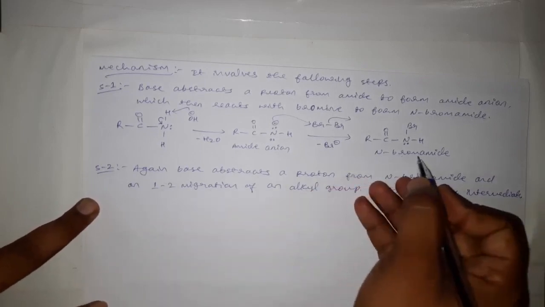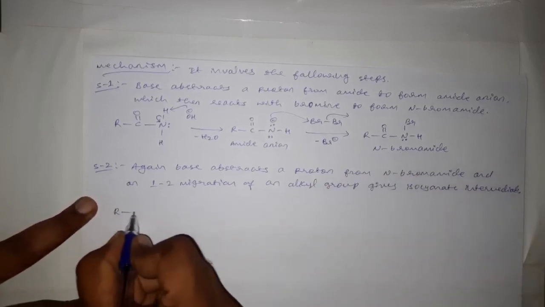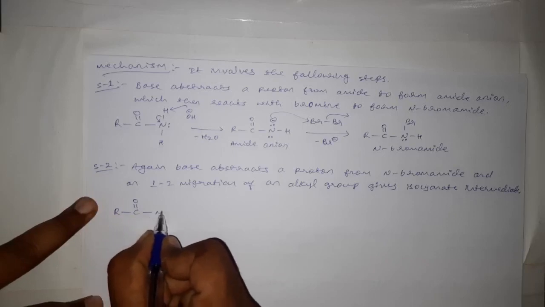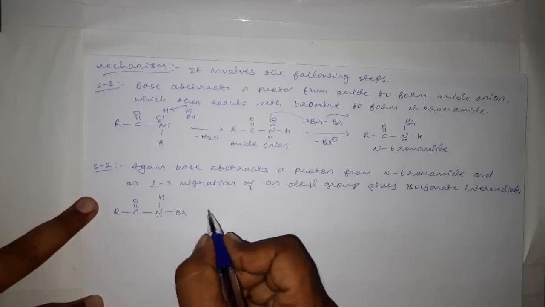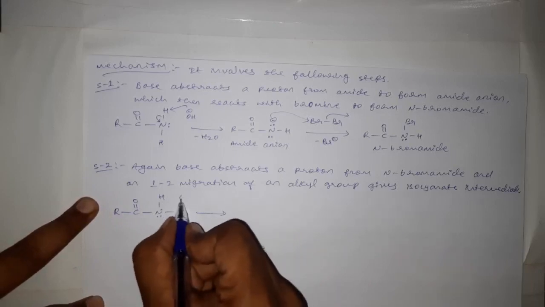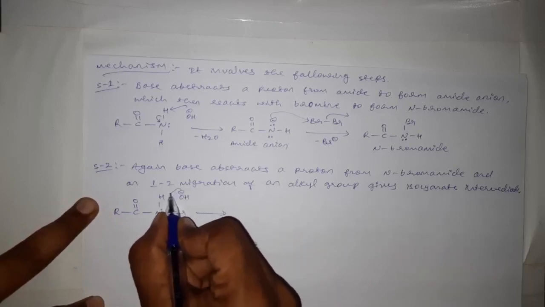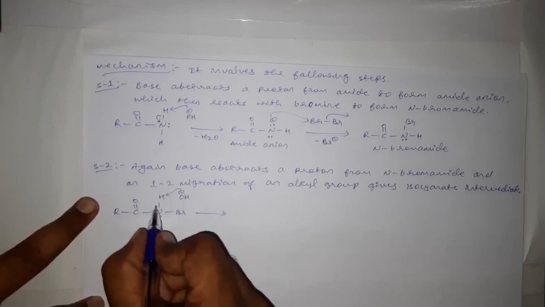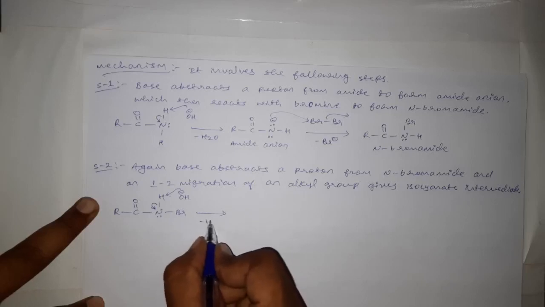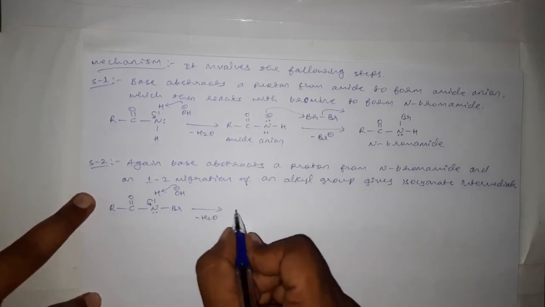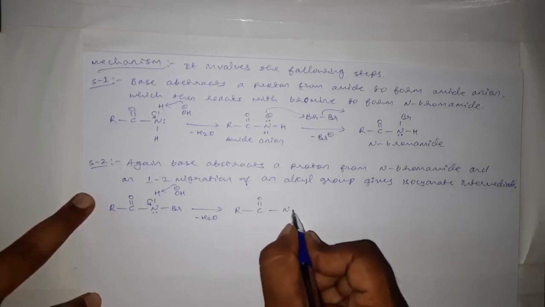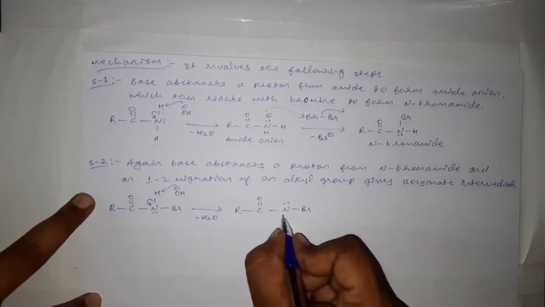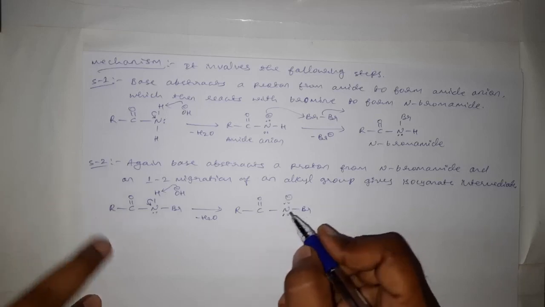See, this is our N-bromamide, R C double bond O N. Here I will write H, and here I will write Br. The OH minus from the base will abstract this hydrogen, and these bonded pair of electrons will now move towards nitrogen, and a loss of a water molecule takes place, and here we will get R C double bond O N Br, with two lone pairs of electrons and a negative charge.